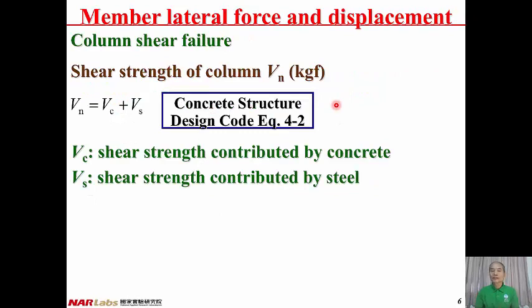Under shear failure, the shear strength of the column Vn is provided by Concrete Structure Design Code, equation 4-2. Vn equals Vc plus Vs. Vc is the shear strength contributed by concrete, and Vs is the shear strength contributed by steel. That's the transverse reinforcement.